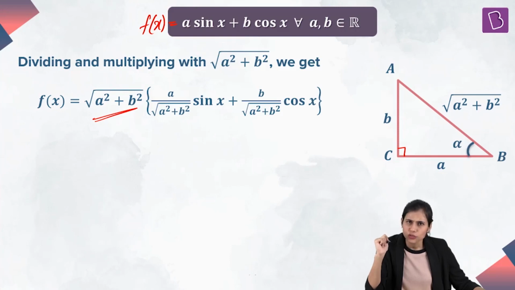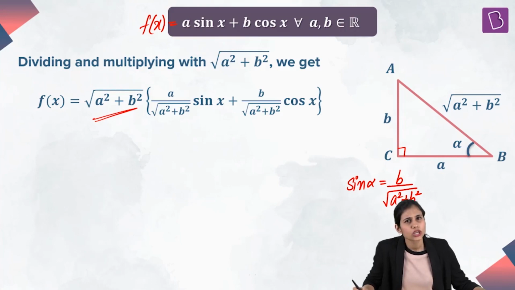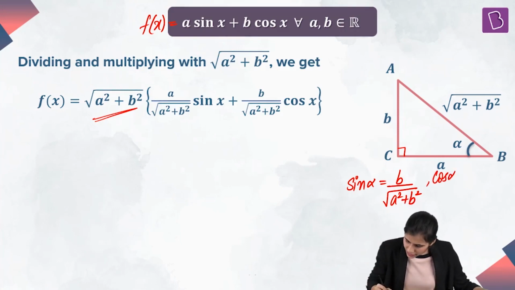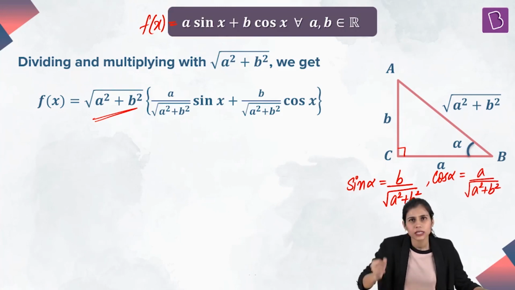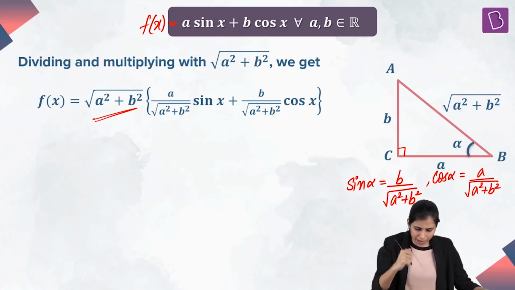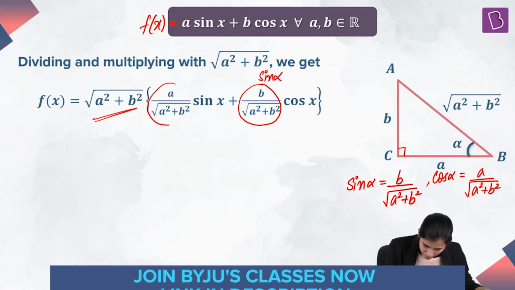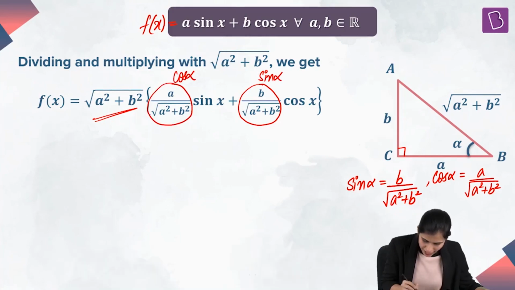Now, if I take this to be my acute angle, let's say alpha, then sin alpha is equal to B upon under root A square plus B square. Sine is opposite upon hypotenuse. And similarly, cos alpha is going to be A upon under root A square plus B square, because cos of an angle is adjacent upon hypotenuse. Go back to your expression. I can replace this by sin alpha and replace this by cos alpha.